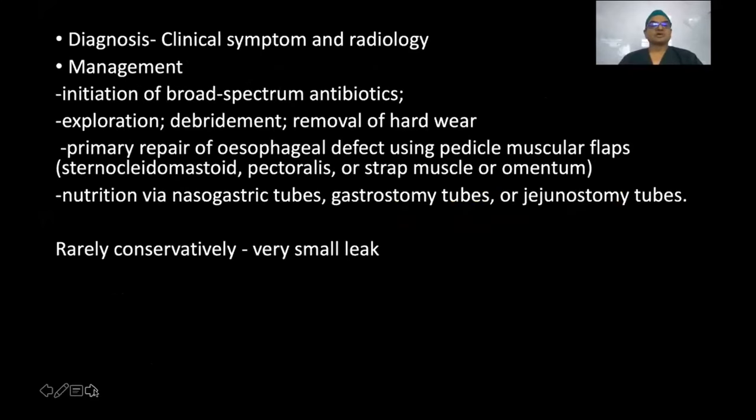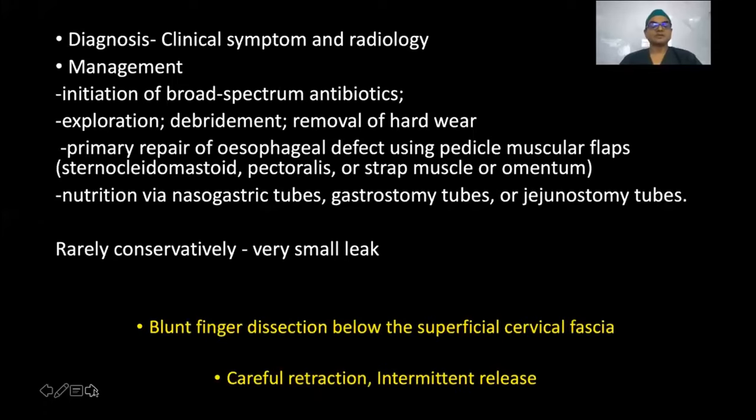This can be best managed by broad spectrum antibiotics, exploration, debridement, and removal of the hardware, primary repair of the esophageal defect using pedicled muscle flaps, and supplementation of nutrition via Ryle's tube, gastrostomy tube, or jejunostomy tube. When the leak is very small, one can manage esophageal perforation conservatively. This injury can be best prevented by blunt finger dissection below the superficial cervical fascia and careful intermittent retraction of the esophagus during the anterior surgical exposure.